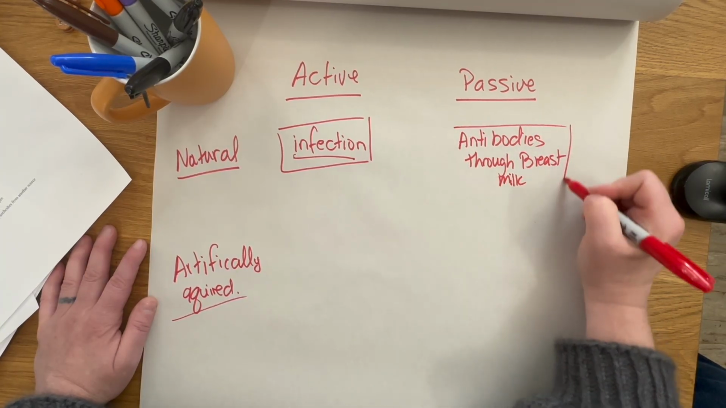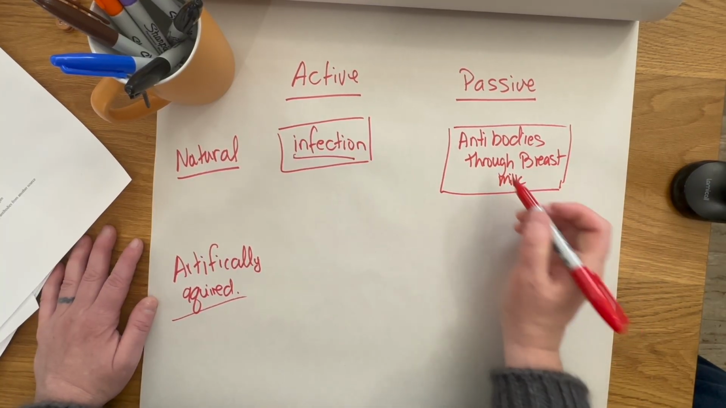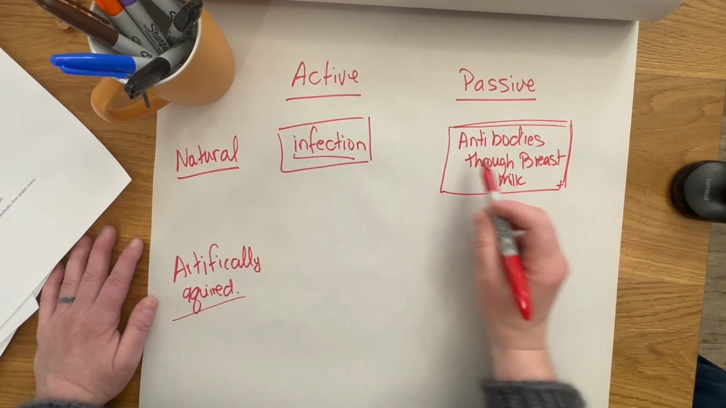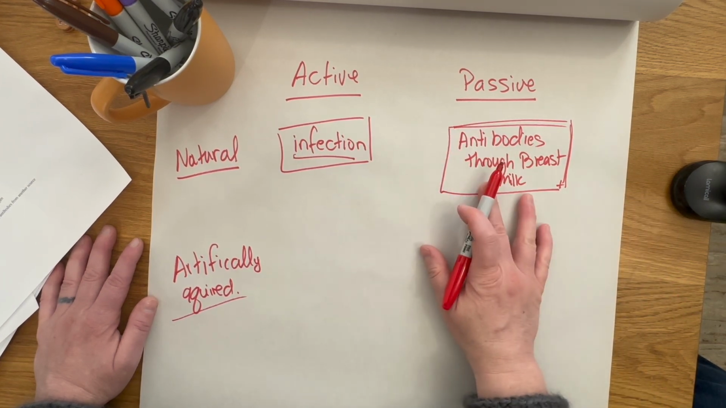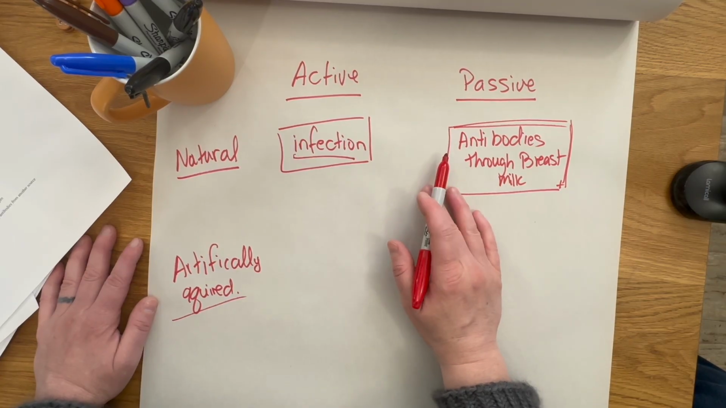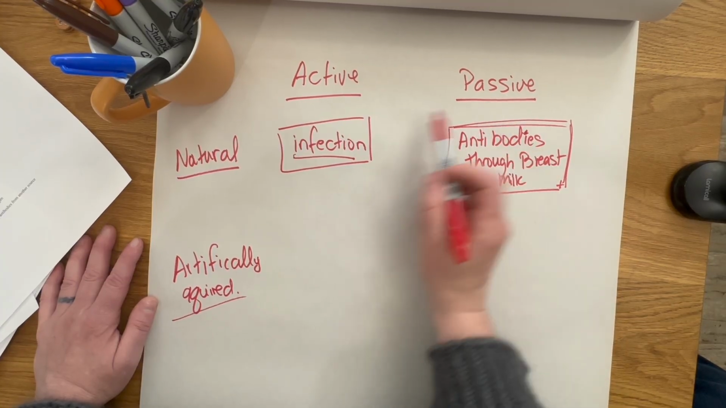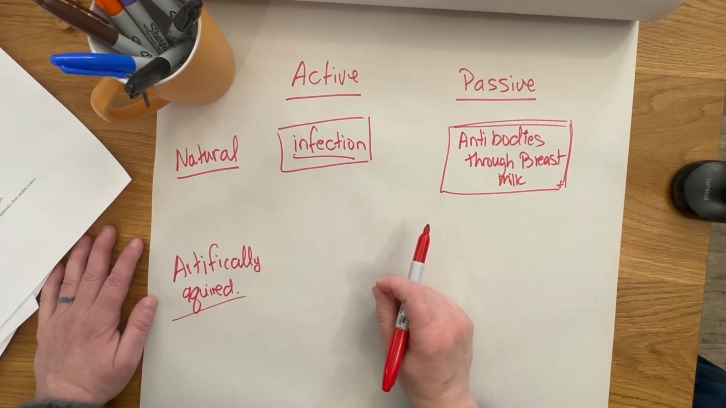So certain types of antibodies can be provided to a baby while it's breastfeeding from its mother. So her antibodies, things that she's developed immunities to, will be given to the baby, and the baby will have passive natural immunity. Okay.